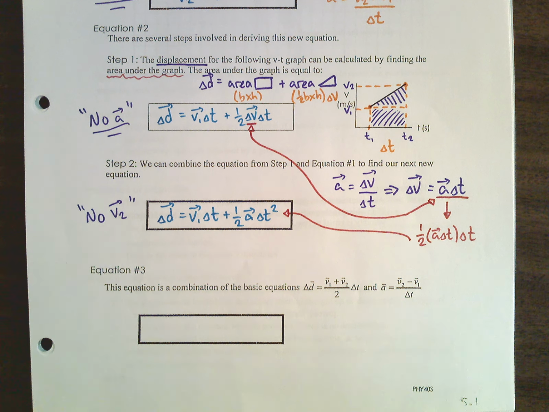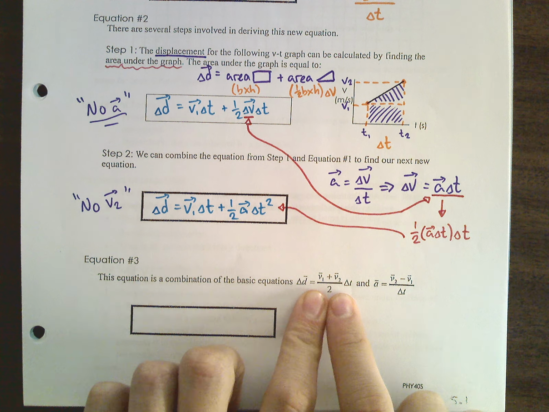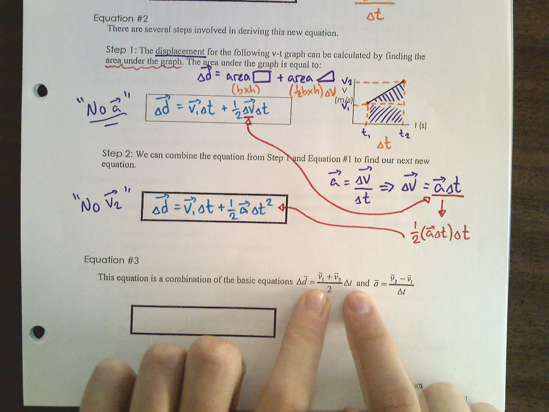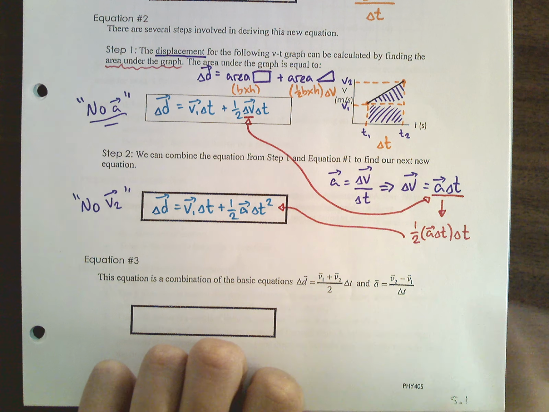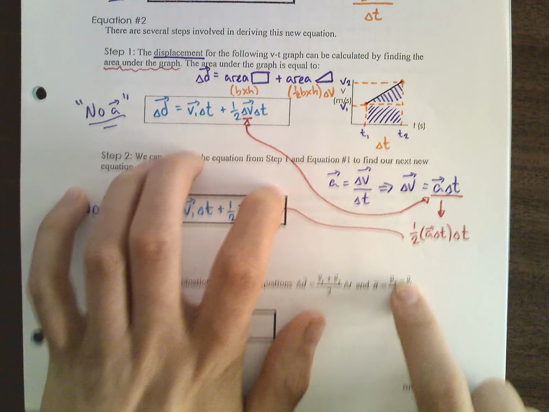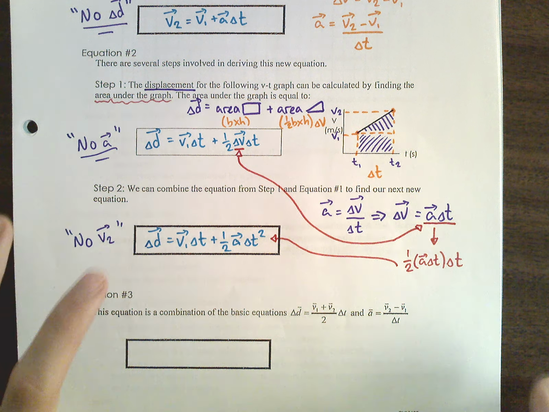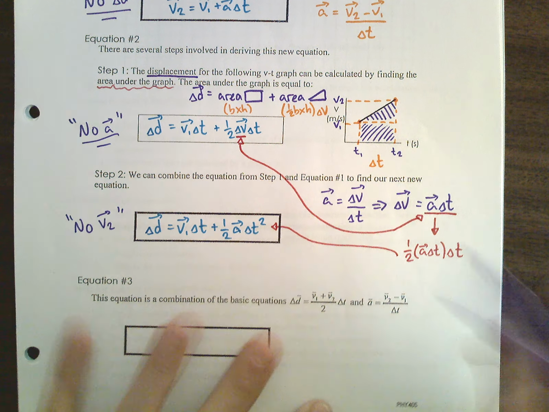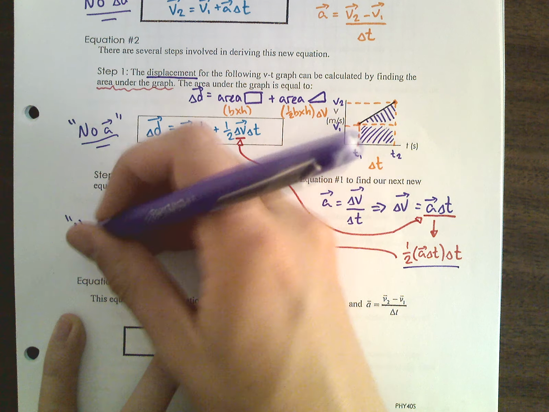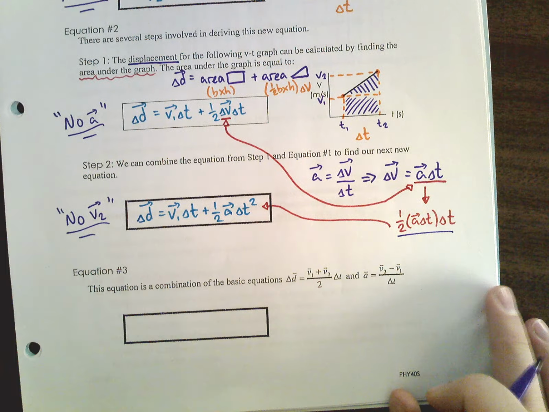Okay, this next one. This equation is a combination of the two very basic equations. First off, delta D is equal to the average velocity multiplied by the change in time. Average velocity, remember, is just initial velocity plus final velocity divided by 2. And then we're combining it with our rearranged version of acceleration. Acceleration is equal to V2 minus V1 over delta T. If I take these two formulas and I do some work with them, again, do not freak out if you're not really feeling super comfortable with doing the derivations, because that won't be a test question. I'm just showing you where these formulas come from, okay?